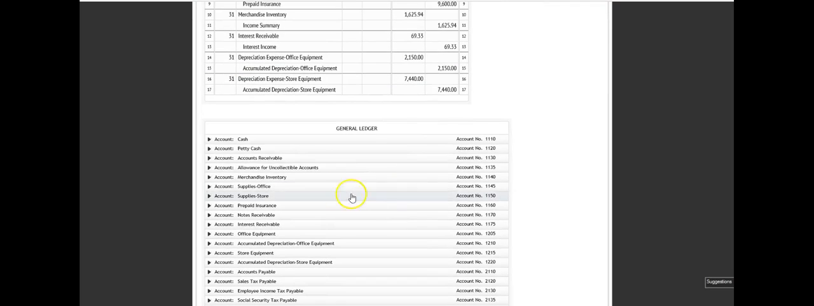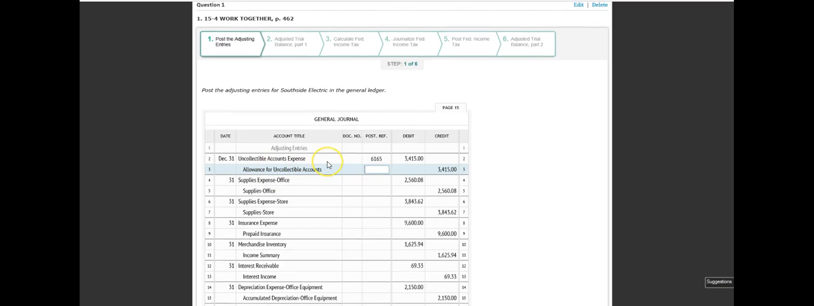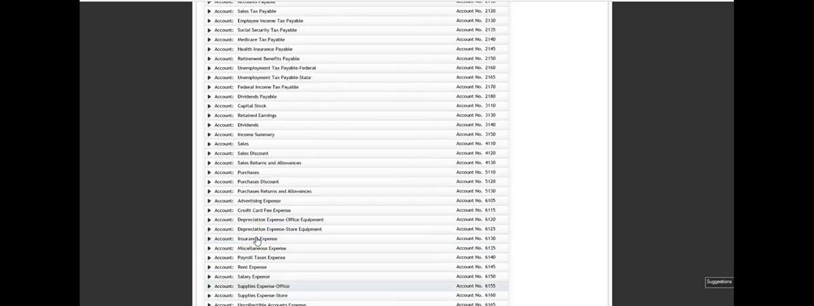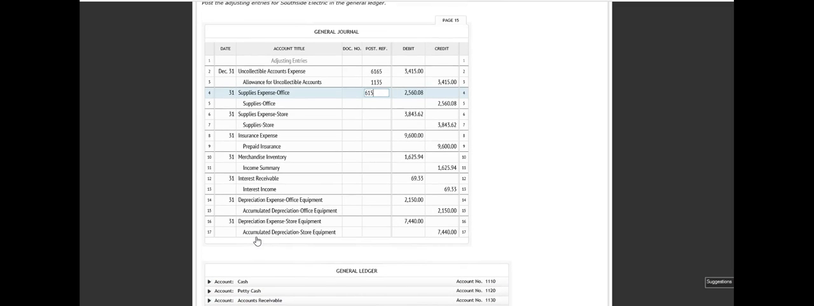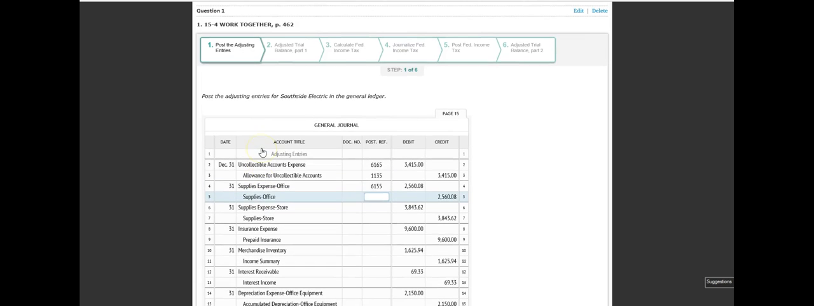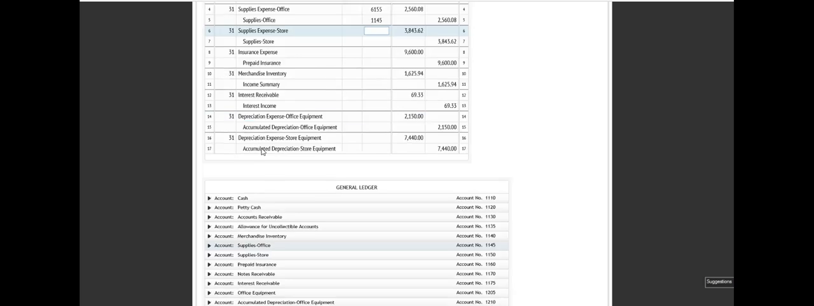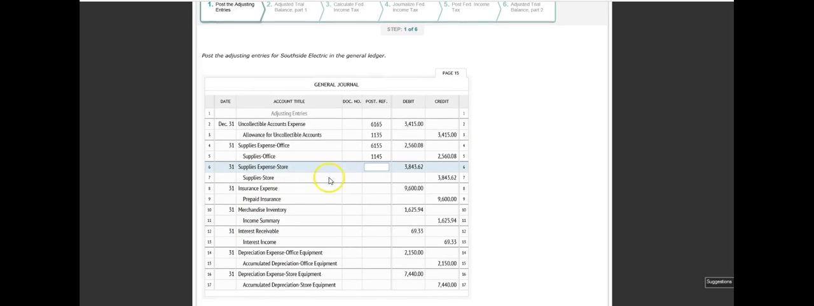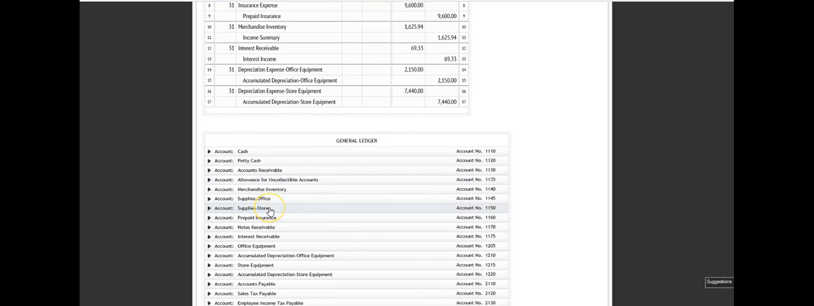Allowance for uncollectible accounts, 1135. Supplies expense office, 6155. Supplies office, 1145. Supplies expense store, 6160. Supplies store, 1150.